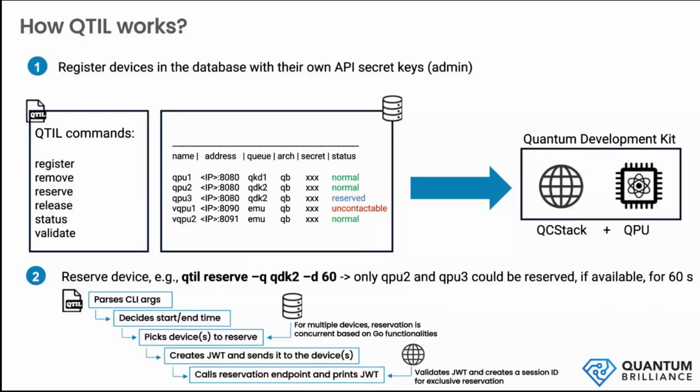And this JSON Web Token, based on the secret key, of course, will be sent to QC Stack in the QDK. And of course, QC Stack will validate this JSON Web Token. This will pass through this API reservation endpoint. And once QC Stack validates the JSON Web Token, it will create a session, and the JSON Web Token will be printed on the terminal of the user. Note that we are not speaking of Slurm yet.